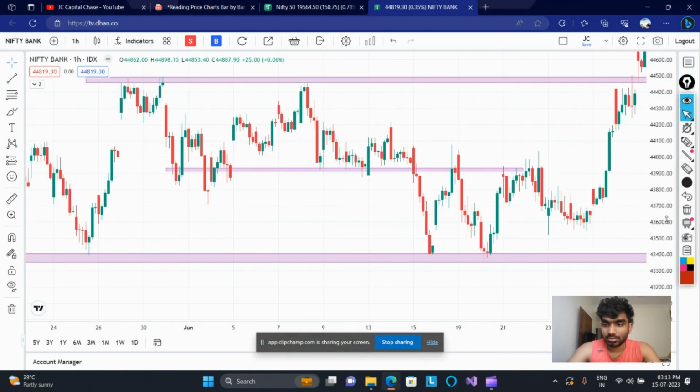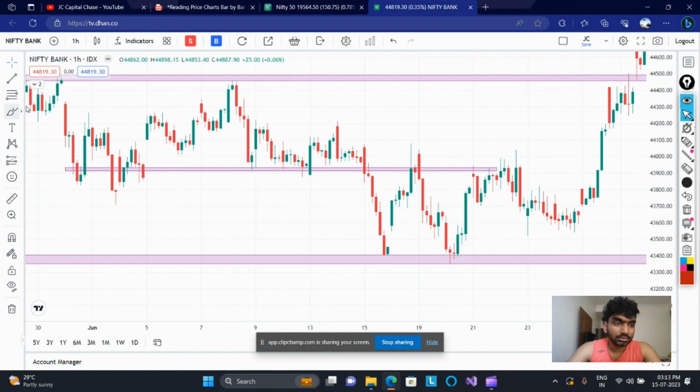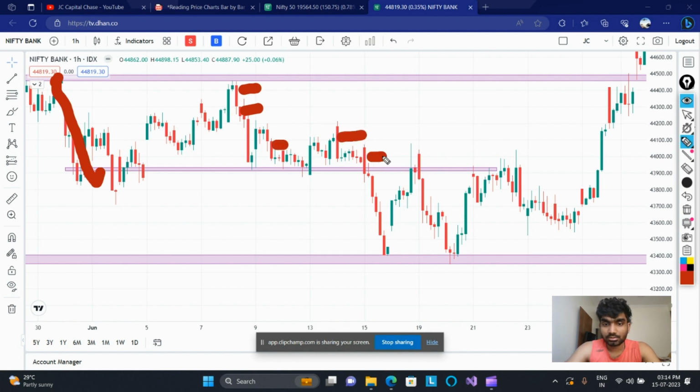Here you can see there are large red candles at this resistance. We have important resistance over here. Here also we have a normal bearish candle, again a normal bearish candle. These are strong bearish candles and they should be moderate in size.